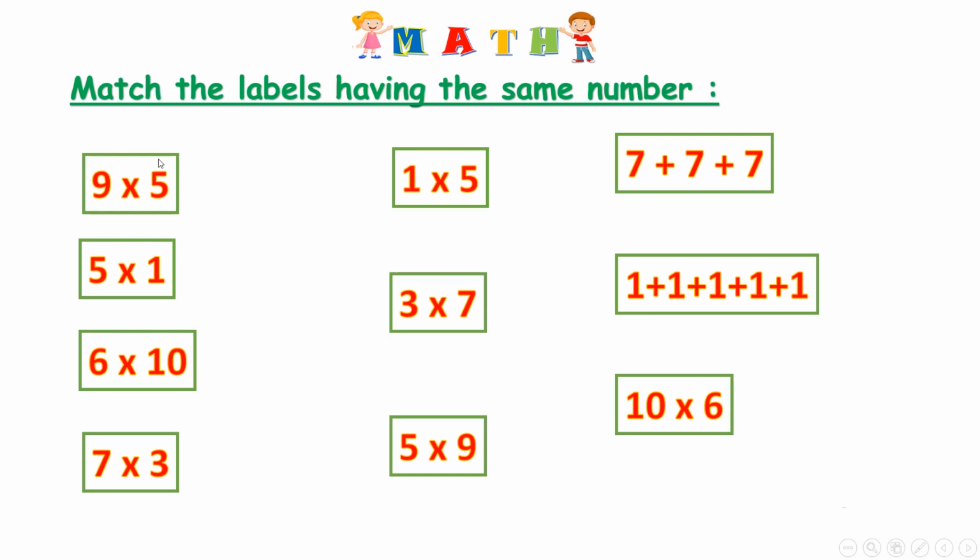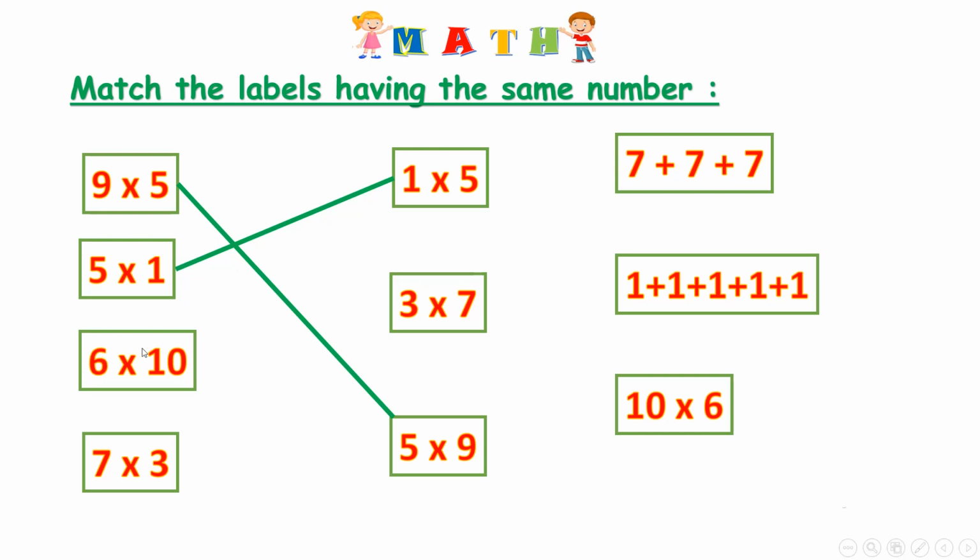It's the same like what? 1 times 5? No. 3 times 7? No. 5 times 9? Yes, because we've seen that I can reverse the order. Okay? 9 times 5 is the same as 5 times 9. Great. Now, the next one, 5 times 1. Let's see here. I have 1 times 5. Oh, that's it. 5 times 1 is equal to 1 times 5. Great, I will match.